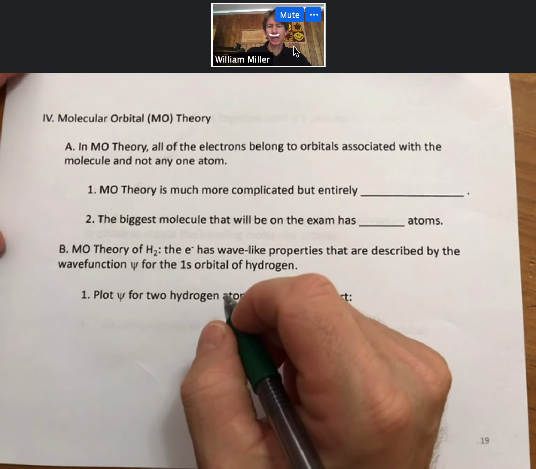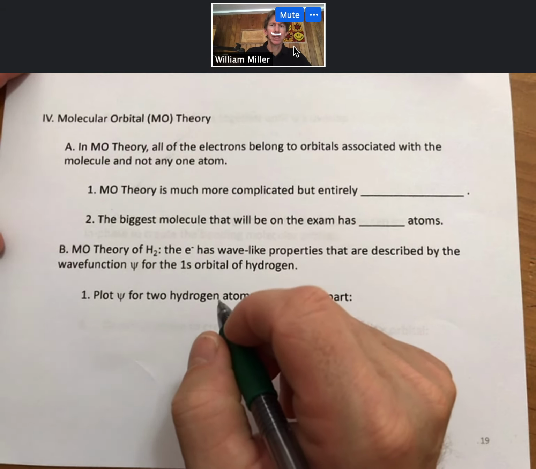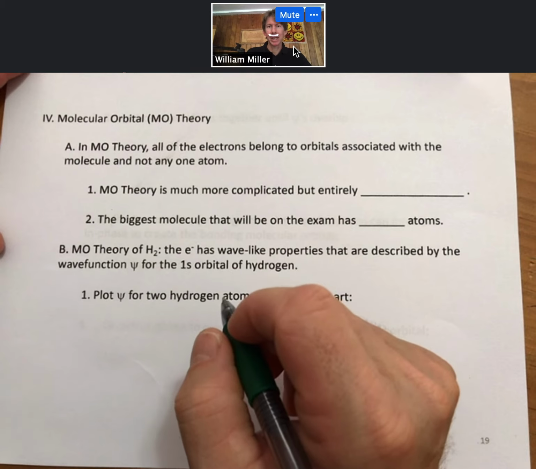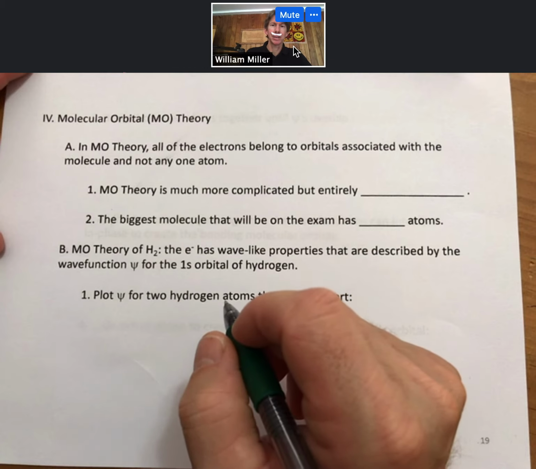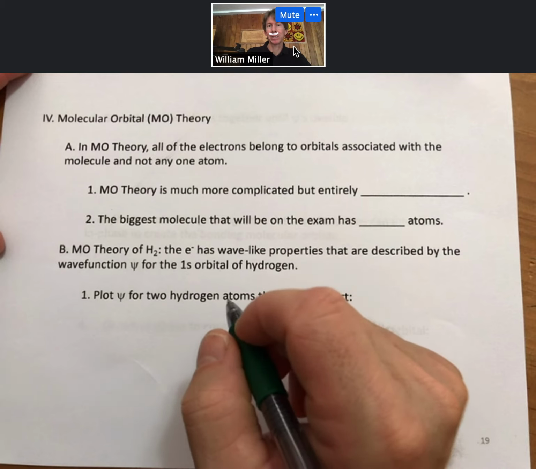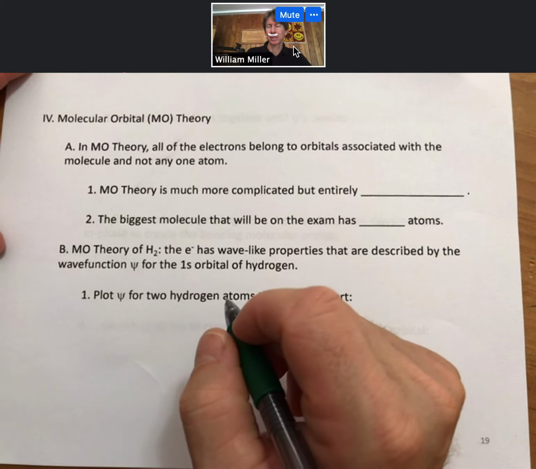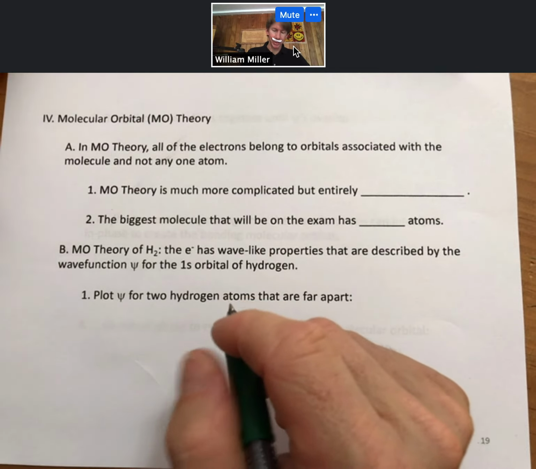So all of the bonds that we've talked about have been sharing electrons from each atom, and we've been talking about overlap of orbitals, but these are atomic orbitals, meaning orbitals from each atom. And we've hybridized them, but they still belong to each atom. Now let's talk about MO theory.